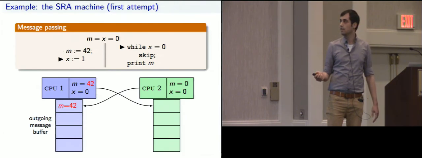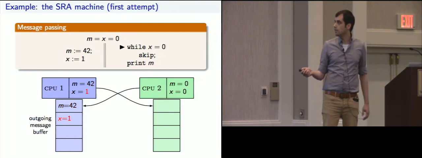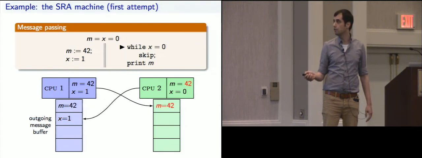So let's start running this. First, M is 42, let's say. So I update my memory, and I put the message in the buffer. And then X is 1. I do a similar thing, update the memory, put the message in the buffer. And this thread can spin in this loop because it has X equal to 0, but at some point, it can non-deterministically choose to read a message from this buffer. So it will take the M 42, put it in the memory, and publish it, and similarly for X 1.